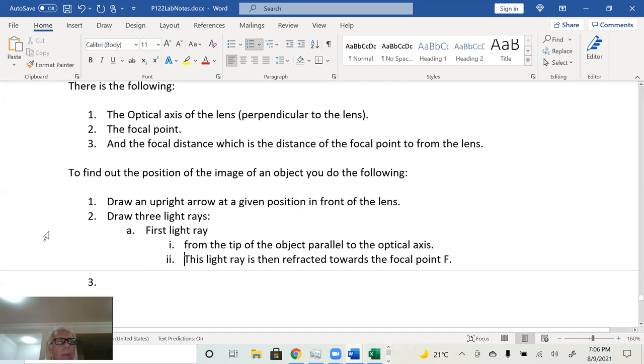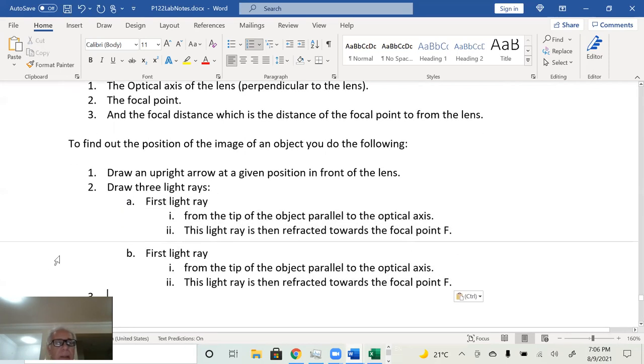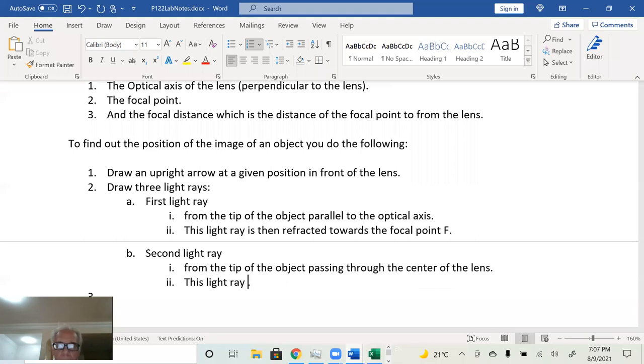Okay. Second light ray. I'm just documenting what you saw in that drawing. Second light ray, from the tip of the object, passing through the center of the lens. This light ray passes through the lens with no change in direction. Those two light rays alone are enough for you to find out the position of the image.